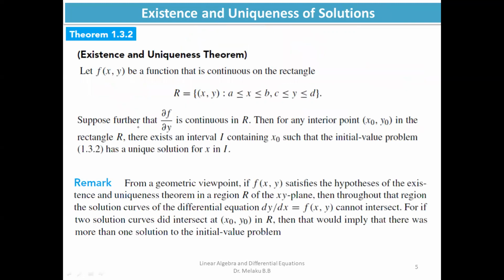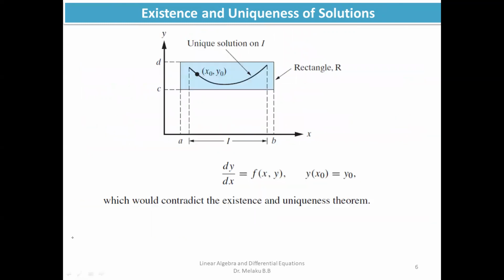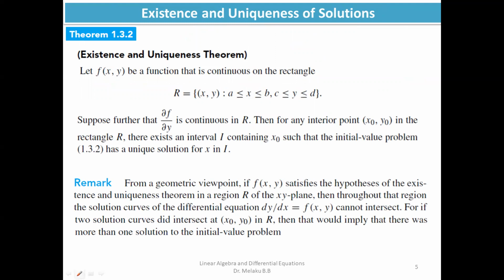So we'll have a wonderful theorem about the existence and uniqueness. This theorem guarantees us the existence and the uniqueness of the solution for a certain differential equation. The theorem says, let f of x, y be a function that is continuous on a rectangle R, the set containing all points x, y such that x is bounded below by a and above by b, and of course y is also bounded below by c and above by d, which means we have a certain rectangle like this.